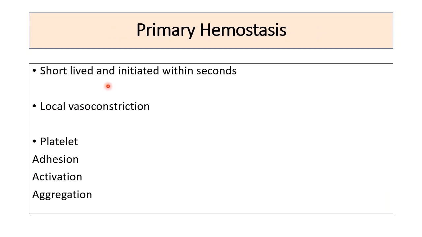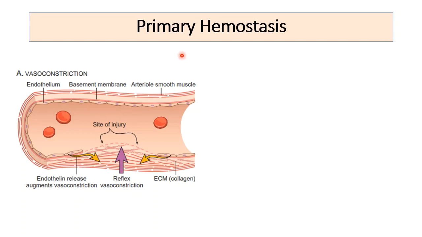So primary hemostasis is short-lived and initiated within seconds. It starts off with local vasoconstriction, and platelet is the key cell in primary hemostasis. And there are 3 steps to platelet, that is your platelet adhesion, activation, and aggregation. So the first step, as we just mentioned, is vasoconstriction.